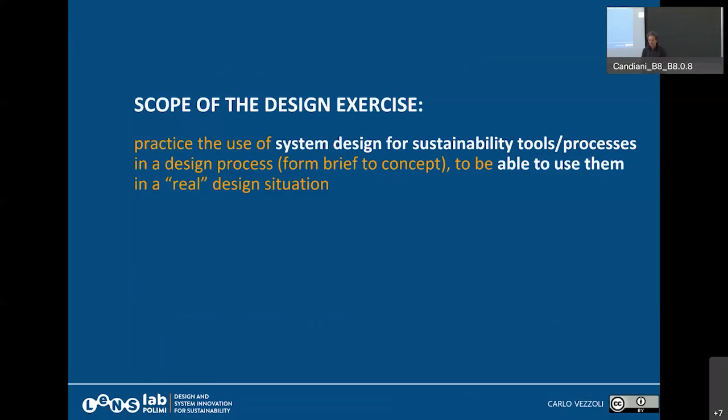This is not a lab. This is a monographic course. So the point is not really to come out with the perfect concept or a perfect product service system and so on. The main aim is, well, there are two. One is to understand how to integrate and use some sustainability design-oriented toolkit up to a system level into a design process, okay?